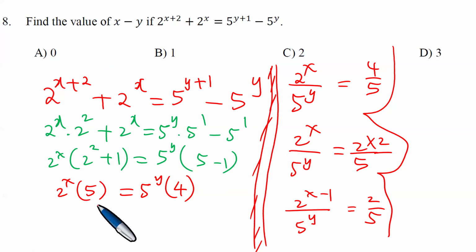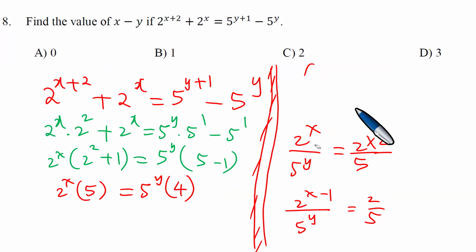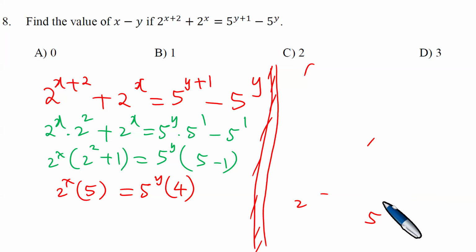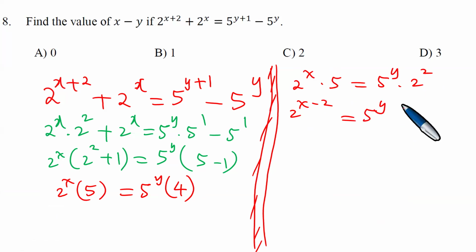All these things are possible, but we can even change the train of thought. We can think differently. What we can do here is 2 to the power x times 5 is 5 to the power y, and the 4 is 2 to the power 2. When you divide by the 2 to the power 2, it's going to develop a negative exponent like this. And the 5, when you divide by it, it's going to develop something like that.